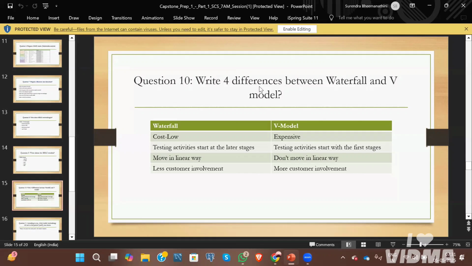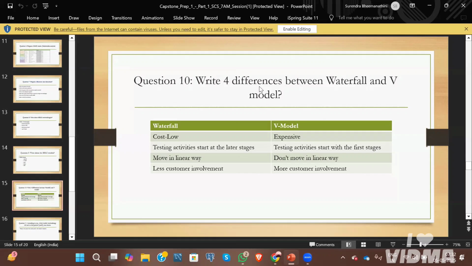What is meant by linear is that you have to complete your current phase to move to the next phase. Once you complete requirement gathering, only then can you move to requirement analysis. You can't skip any phase to move forward. Coming to V model, it is not a linear way.